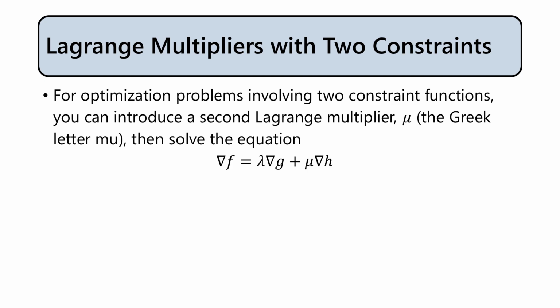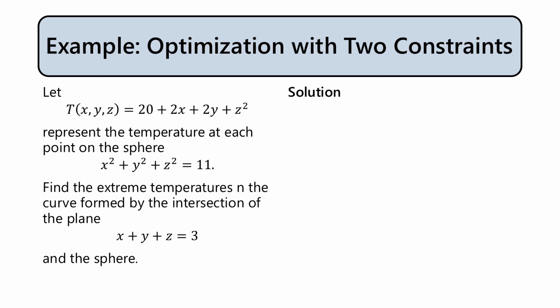So what about if you have 2 constraints? So what if you're more constrained in your optimization problem? Well, you just introduce another Lagrange multiplier. For these particular problems, we typically introduce mu. So we have lambda and mu as our Lagrange multipliers. So let's look at our last example. So we've got the temperature equation here, represents the temperature at some point on the sphere. We want to find the extreme temperatures on the curve formed by the intersection of the plane and the sphere.